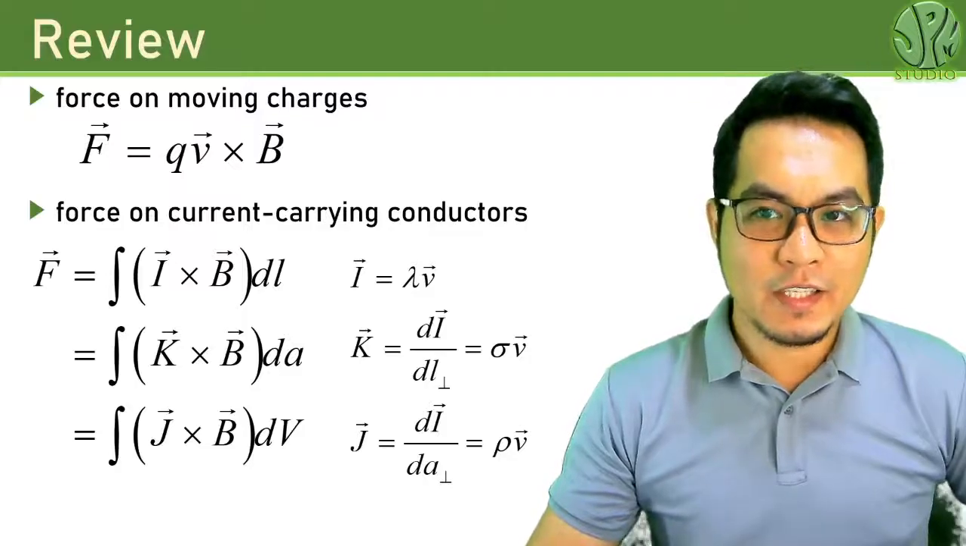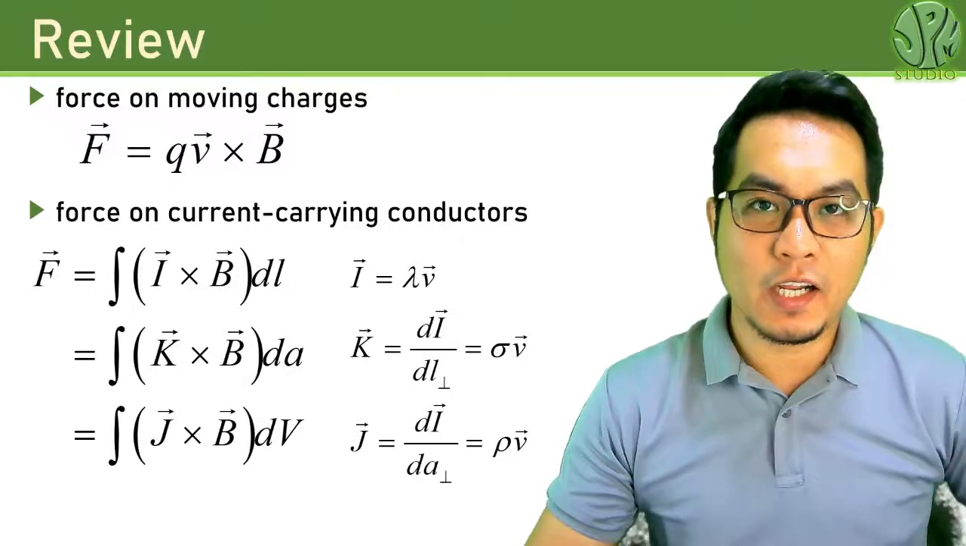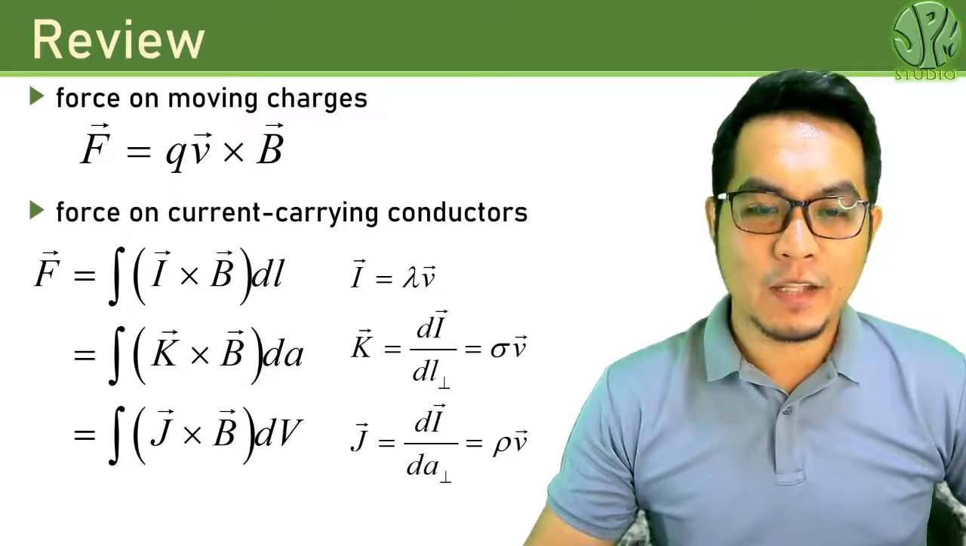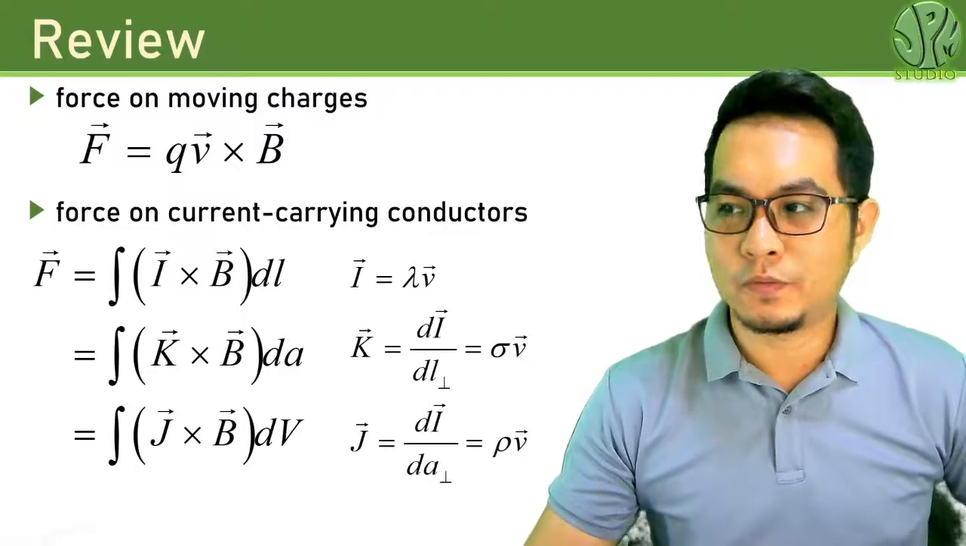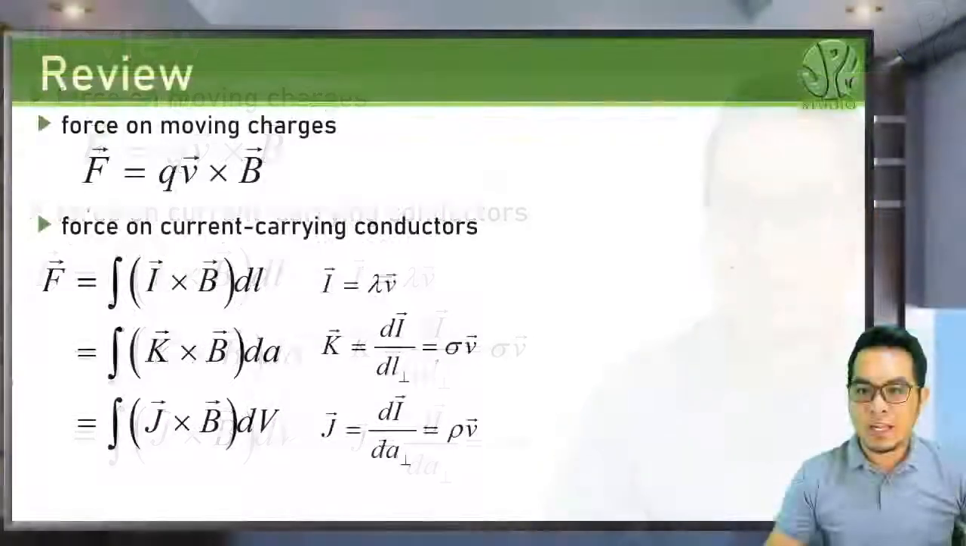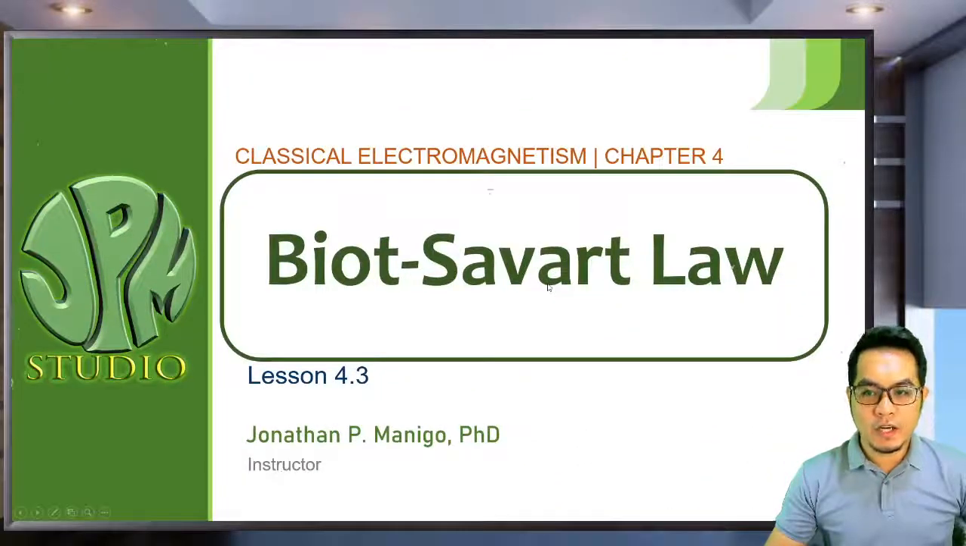So the current is related to the linear charge density. The surface current is related to the surface charge density. And the volume current is related to the volume charge density rho. So for this lesson, we will be focusing on how to solve for the magnetic field of a current element or a current distribution. And the main law that we will be using is the law of Biot-Savart, or the Biot-Savart law.